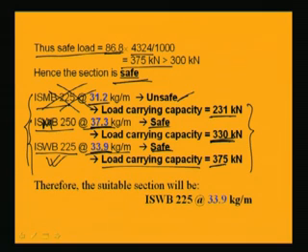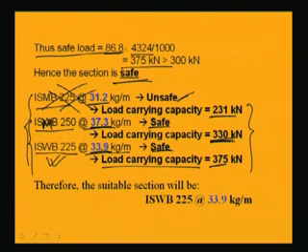So, this will definitely be economic in terms of steel weightage, in terms of cost of steel. So, definitely we should go for ISWB 225. Even if we see ISMB 250 and ISWB 225, the load carrying capacity will be more for this and less for this one. Here it is 375 kilonewton, here it is 330 kilonewton. So, load carrying capacity is more with less weight as ISWB 225. So, in this way we have to find out what will be the suitable section.